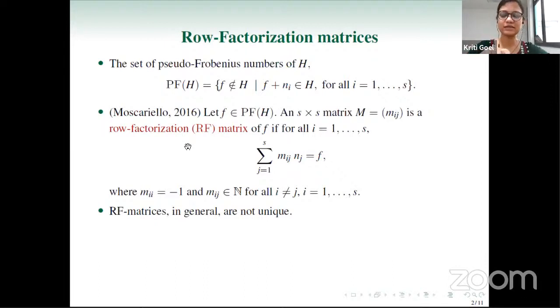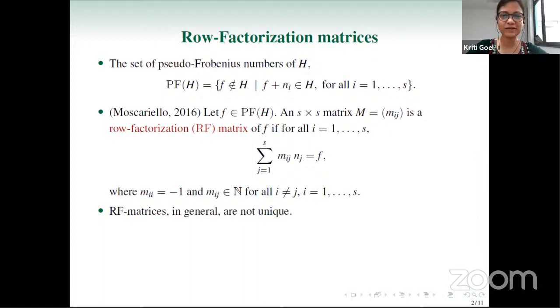ith row of this matrix, this is really a factorization of F plus ni. And if one really looks at this matrix, this means the diagonal entries of this matrix are -1, and all the other entries are just natural numbers. Of course, we just have to make sure that the ith row is the factorization of F plus ni, as a linear combination of the other generators of the numerical semigroup. This factorization may not be unique. So given a pseudo-Frobenius number, we may be able to associate a number of row factorization matrices depending on how many factorizations of F plus ni, for each i, we are able to make.